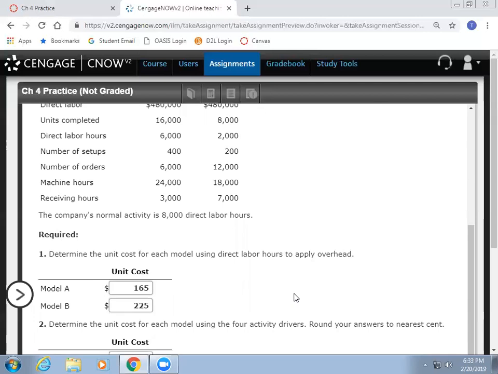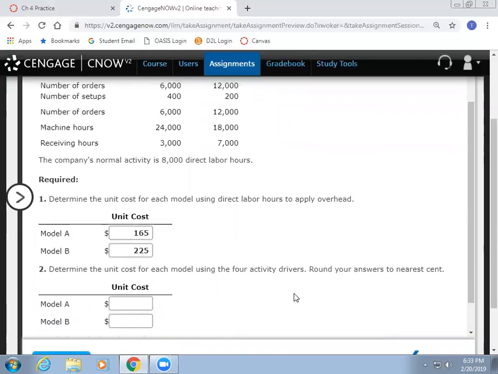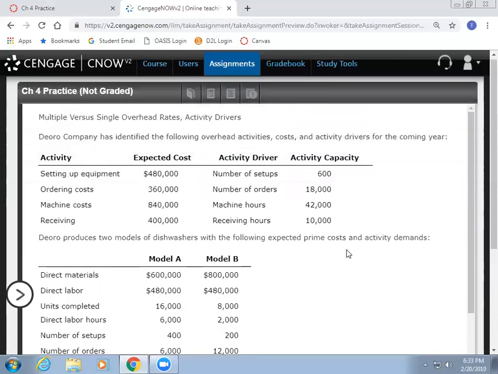The second one is the long one, because then it says determine the unit cost for each model using the 4 activity drivers. So we have to use this data given and calculate. First, we have to calculate activity rates, and then we have to apply those activity rates to each model to calculate unit costs. So a little more math, right?